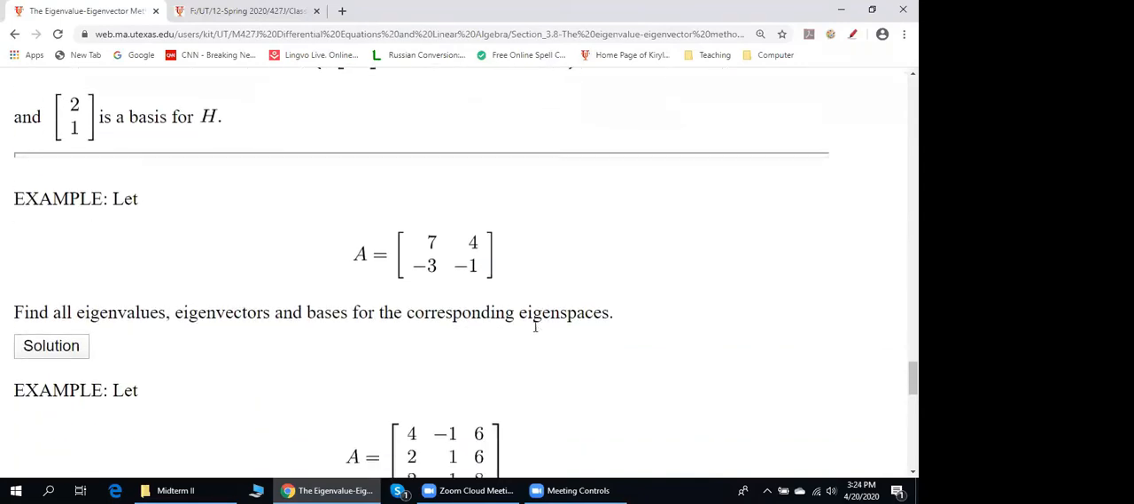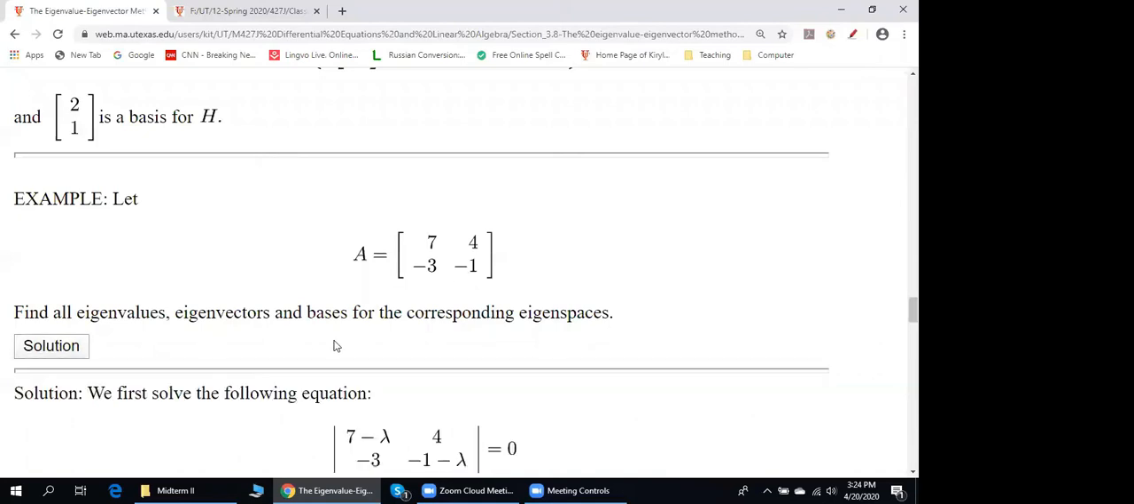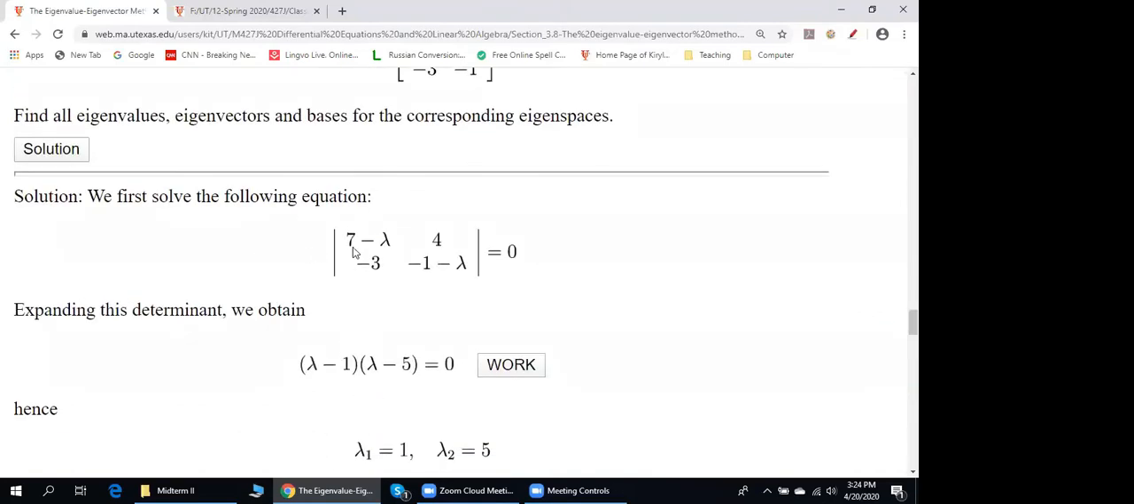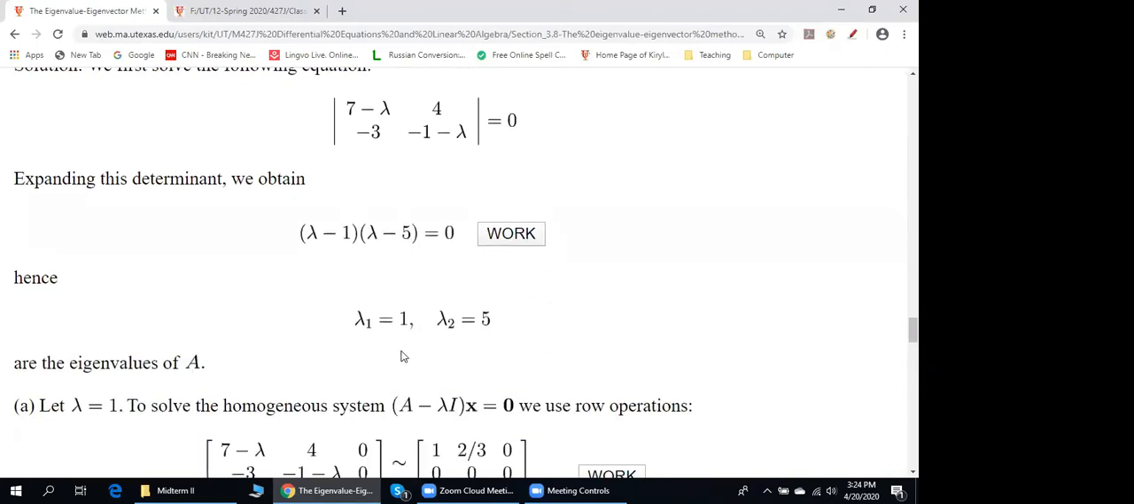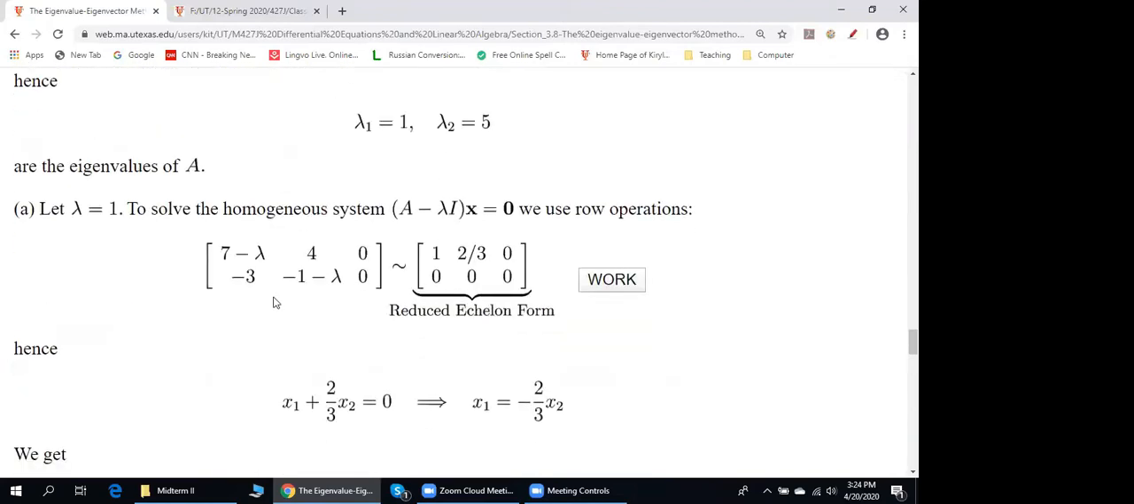Next. Please take a look at this matrix. Very similar exercise. We write down the characteristic equation. We rewrite this determinant as a characteristic polynomial. Eigenvalues are 1 and 5. And then we apply the standard procedure to find the corresponding eigenspaces.